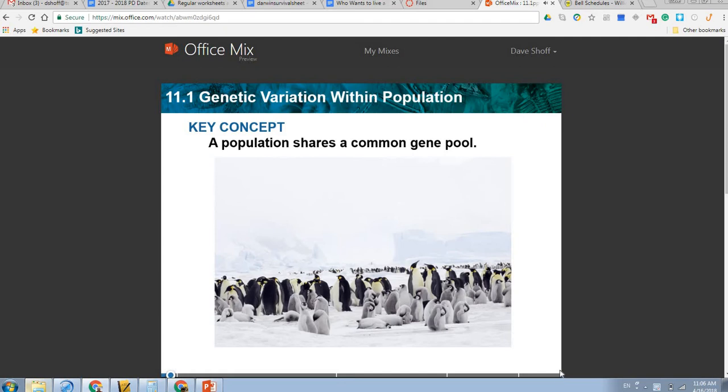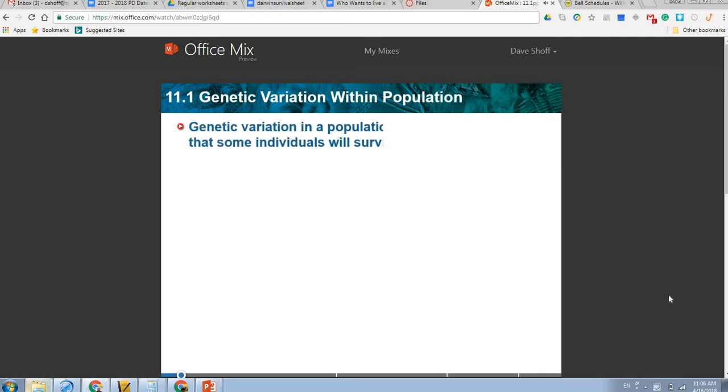In section 1, we are looking at how genes vary within populations. So genetic variation in a population increases the chance that some individuals will survive. That idea is what's known as genetic drift. Genetic variation leads to phenotypic variation.